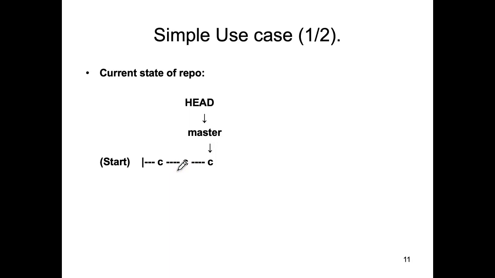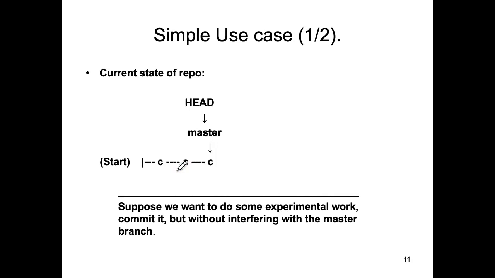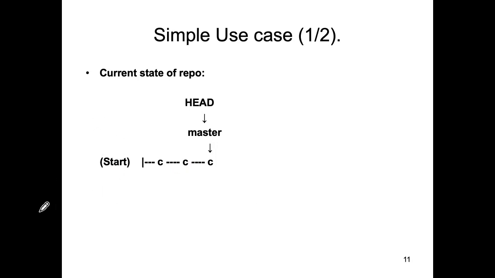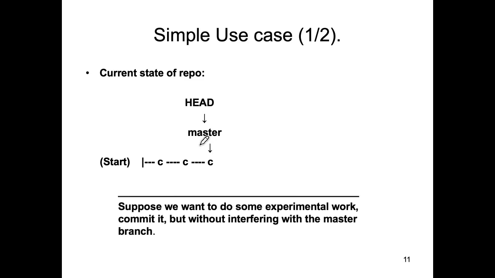So let's paint a scenario. And this is the scenario. So what I'm trying to represent here is that I've done a couple of commits. My master branch file is pointing at this commit and head is pointing at master. That's the current status of my repository. Then I'm saying, suppose we want to do some experimental work, which we would do on a separate branch because of the reasons I mentioned at the outset. So I do some experimental work and commit it, but without impacting the master branch. That's my objective.